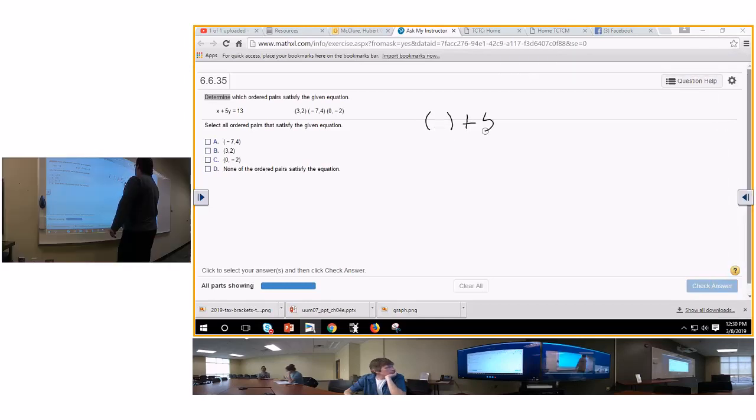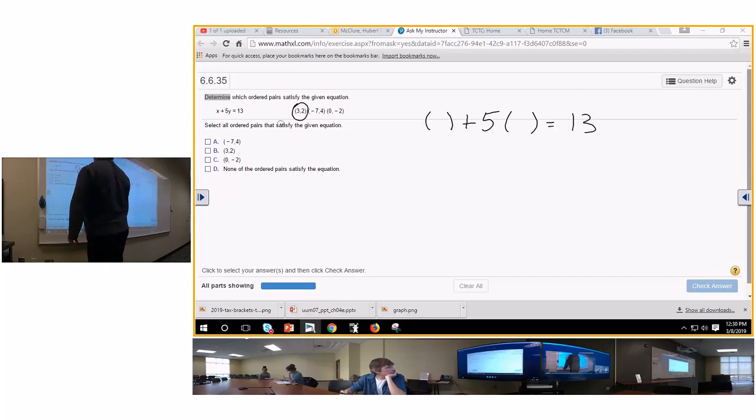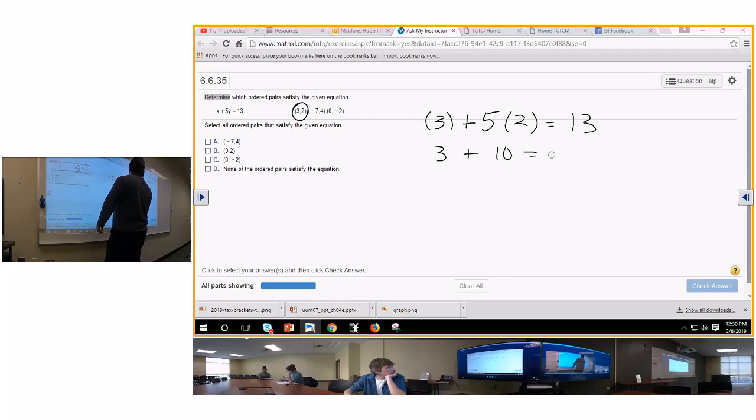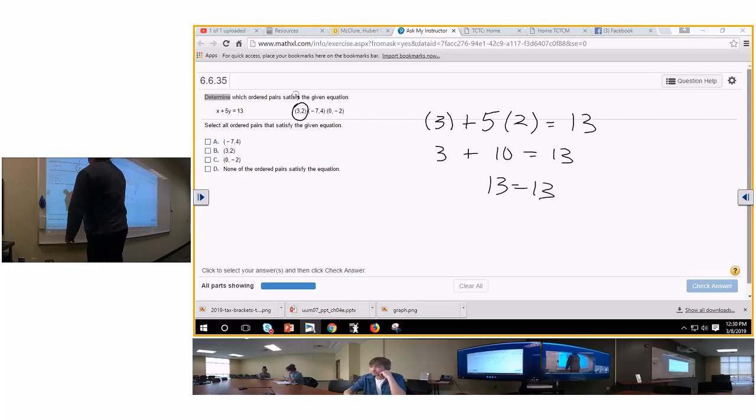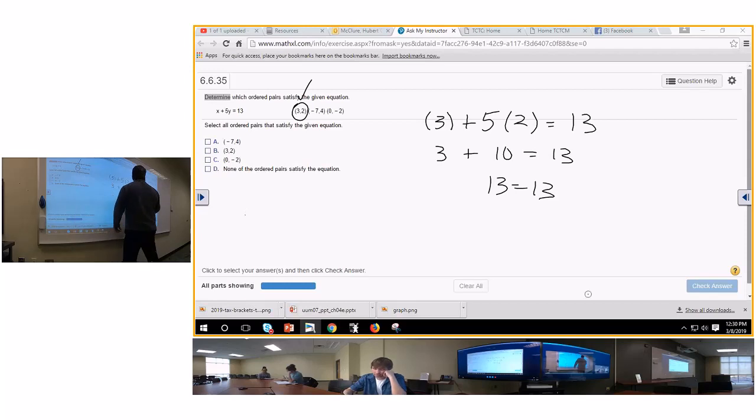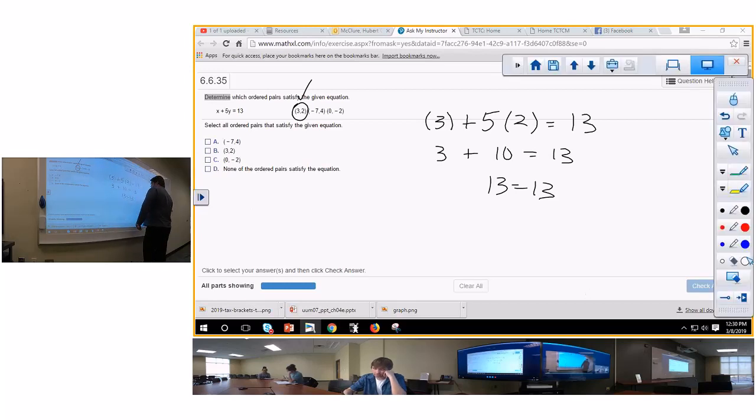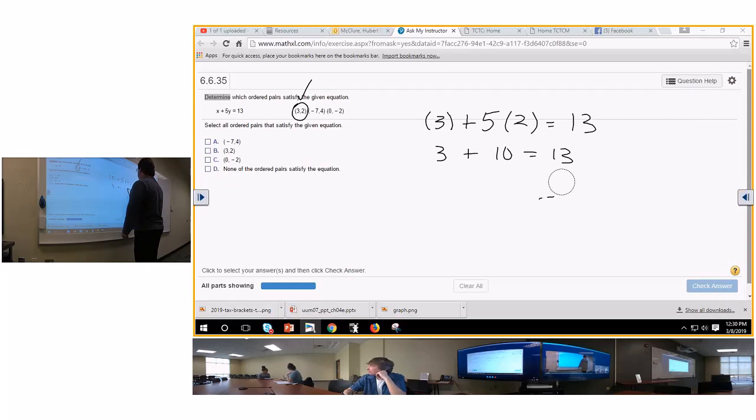3x plus 5y is equal to 13. First one, 3 and 2. 3 times 3 plus 5 times 2, 9 plus 10, is equal to 13. 13 is equal to 13. Check. That one works. Now let's take our handy dandy eraser and erase everything.